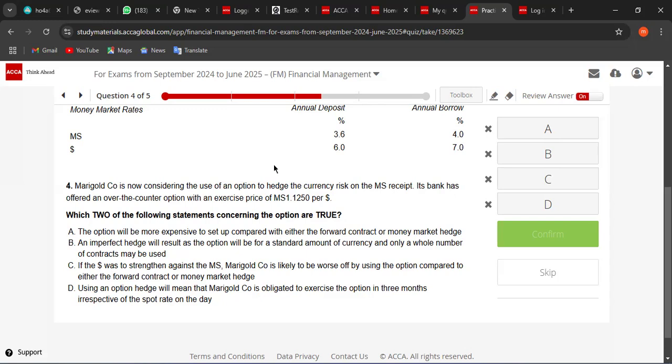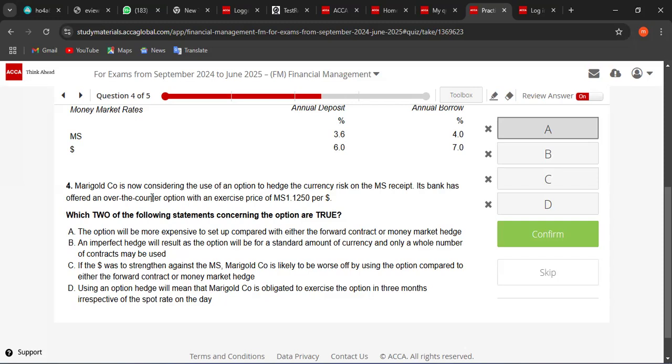Okay. So first the examiner was saying the option will be more expensive to set up compared with either forward contract or money market hedge. Yes, because on the options you have to pay the premium. So A is the correct answer. A, and the two you have to select. And then the examiner was saying an imperfect hedge will result as the option will be for the standard amount of currency and only for a number of contracts. No, guys, here we are talking about over the counter option. In over the counter, such options are not available where you have the standard amount of currency and the whole number of contracts. So B is incorrect.